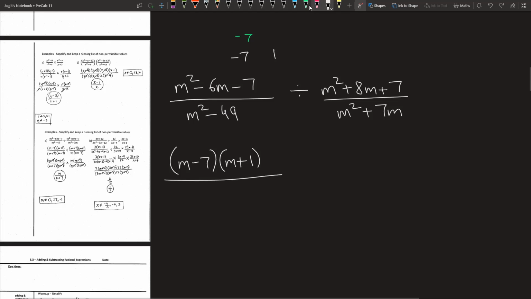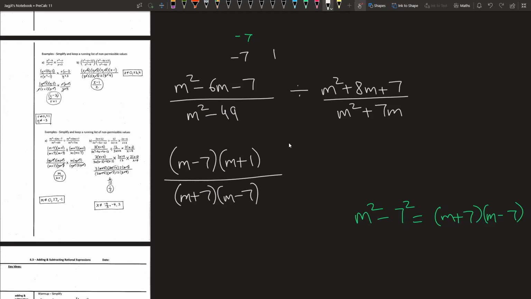And then at the bottom, I have m squared minus 49. We know m squared minus 49 can be written as m squared minus 7 squared, which is going to be m plus 7 times m minus 7 using your difference of squares. So this would be m plus 7 times m minus 7. Leave this as division for now.